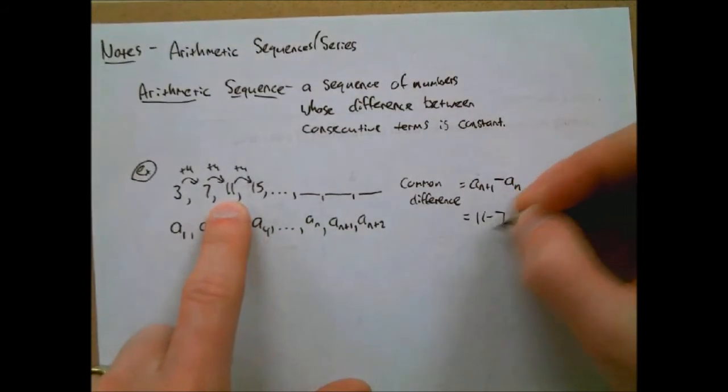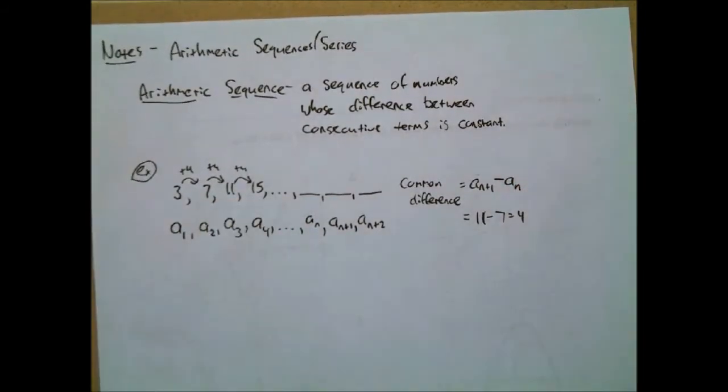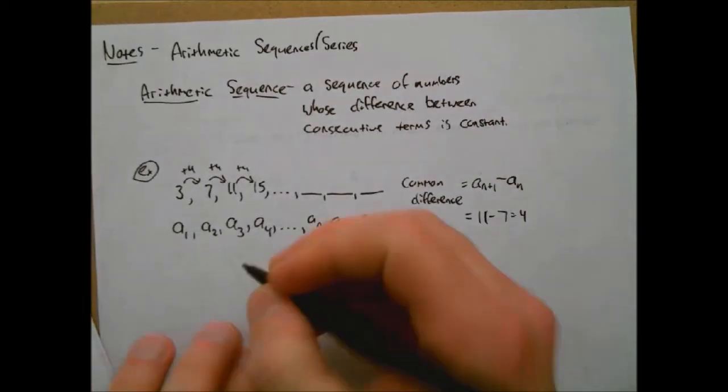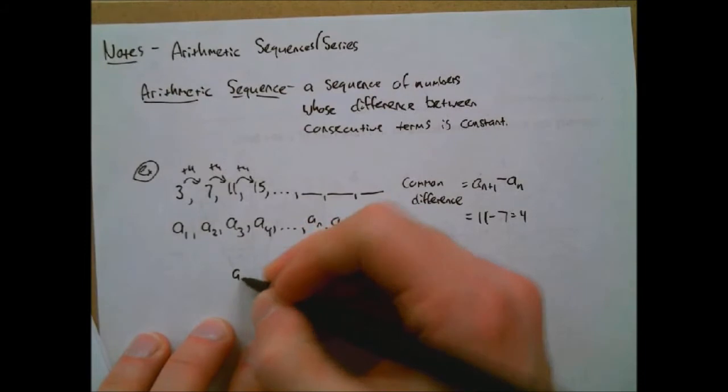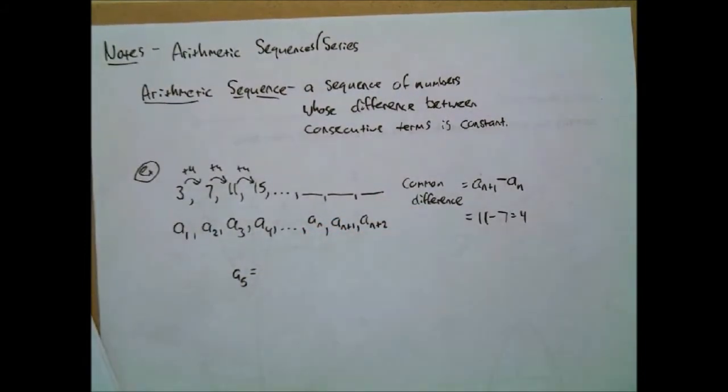It's 4. So you can see the idea of common, as in shared among everybody, and then difference, well, subtraction. Common difference. So what would a sub 5 equal? 19, right? We'd add 4.